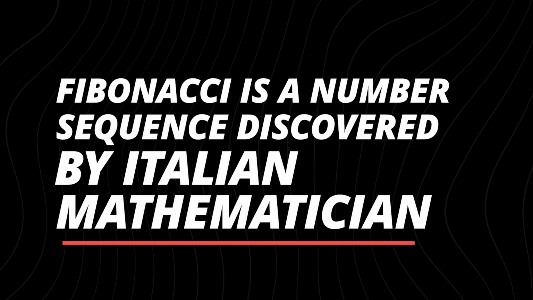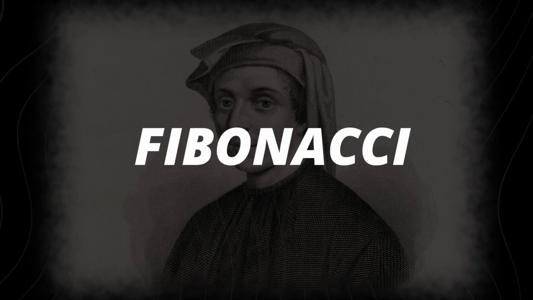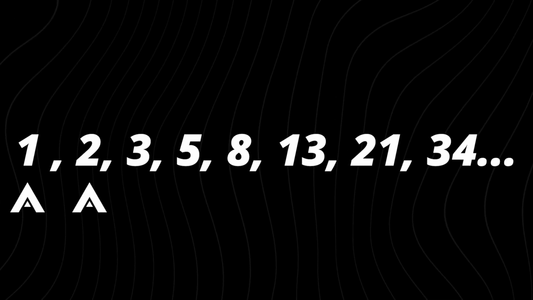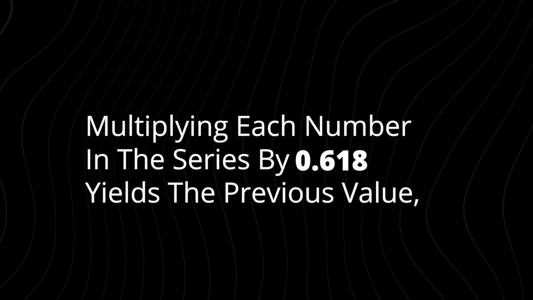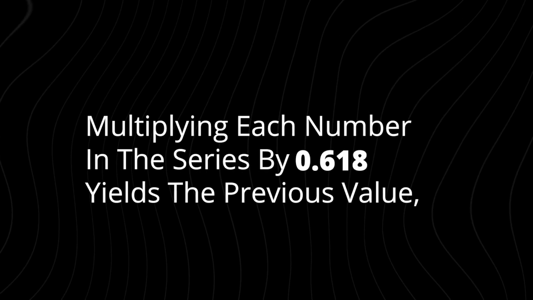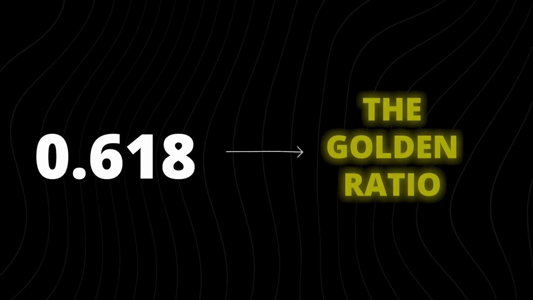What is Fibonacci? Fibonacci is a number sequence discovered by Italian mathematician Leonardo of Pisa, also known as Fibonacci. Each number in this series is the sum of the two numbers that came before it. For example, 1 plus 2 equals 3, then 2 plus 3 equals 5, and so on. What's noteworthy is that multiplying each number in the series by 0.618 yields the previous value, which is why 0.618 is known as the golden ratio.